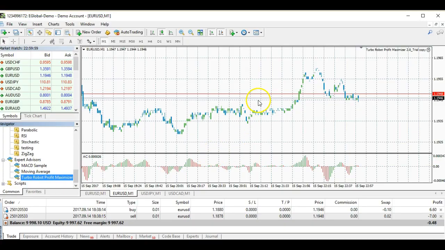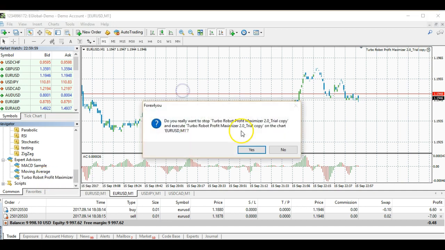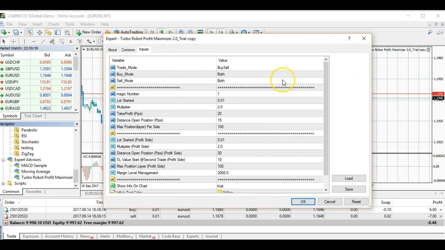So next we will show you the settings of the EA. So make sure you are on your demo account. So this is your MT4. Our Turbo Robot Profit Maximizer is over here. The moment that you drag it over here, it will bring you to the settings. All right. So these are your inputs. Remember that you have your trade mode, which we just discussed in our manual. You can either choose buy and sell or buy sell. The recommended setting is buy sell.